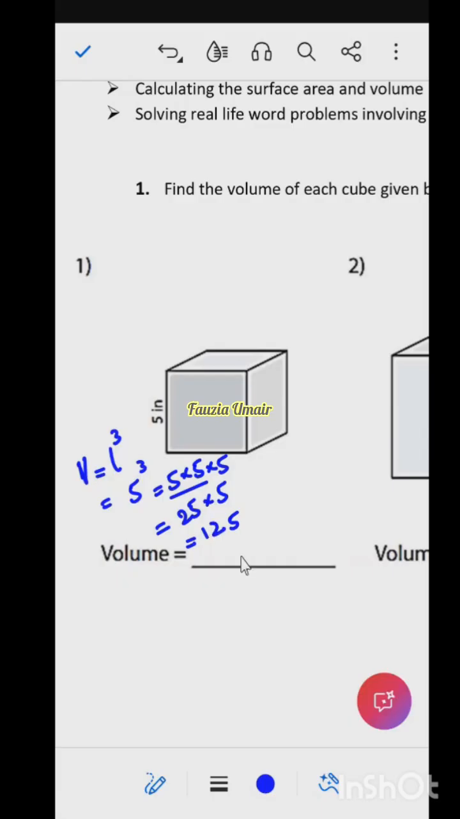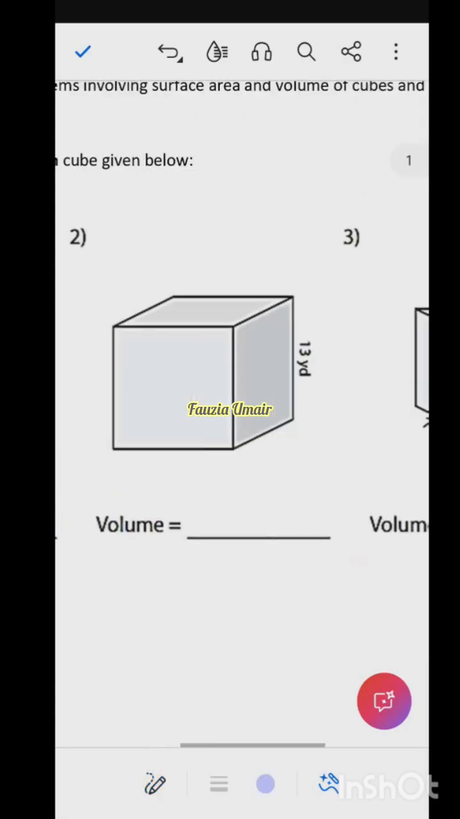125, right? So the answer is 125. और यूनिट क्या होगी? इंचेस in क्यूब, right? वॉल्यूम की यूनिट हमेशा क्यूबिक होती है. ठीक है, हाँ, they are very easy because they are just starting.